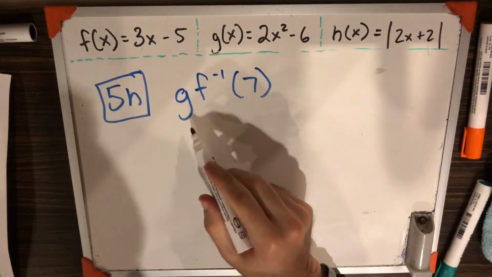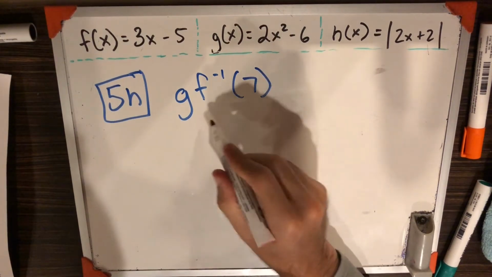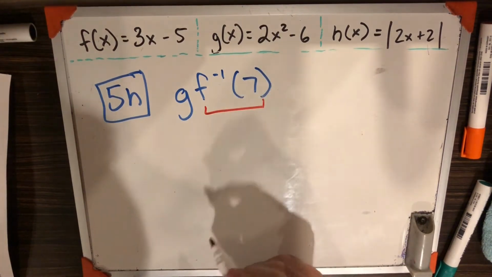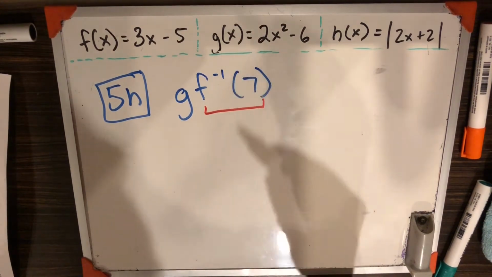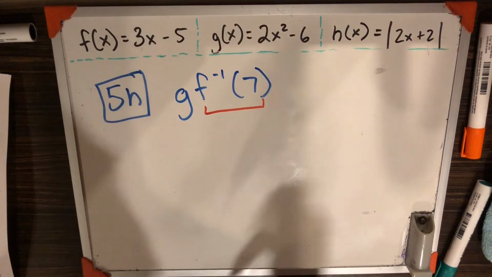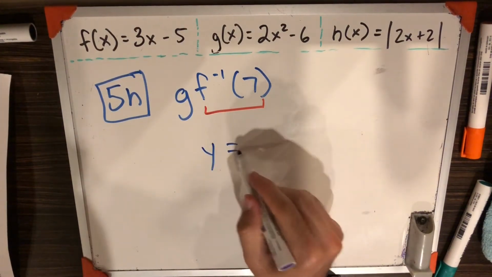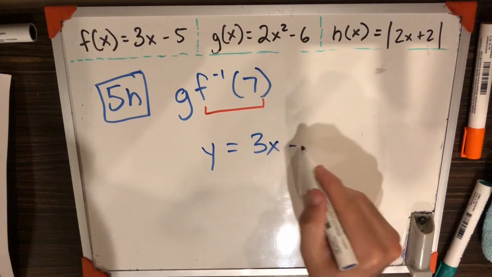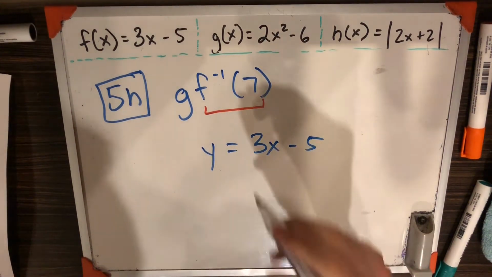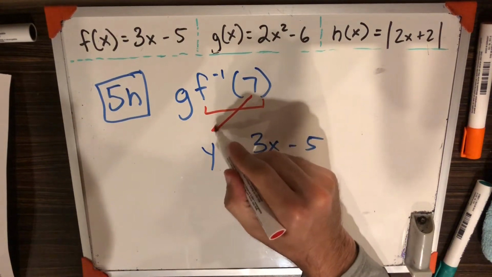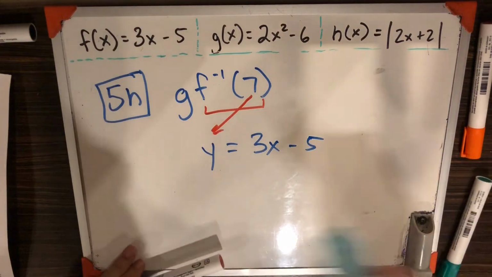All right, 5h. I have g of f inverse of 7. And again, I need to do this part first. So I'm plugging 7 straight in for y for the function f, right? So the function f, let's rewrite that down first. f of x, I'll replace that with y, is equal to 3x minus 5. Again, the easiest way you can do this is just plug in 7 straight in for y, since we're dealing with an inverse.